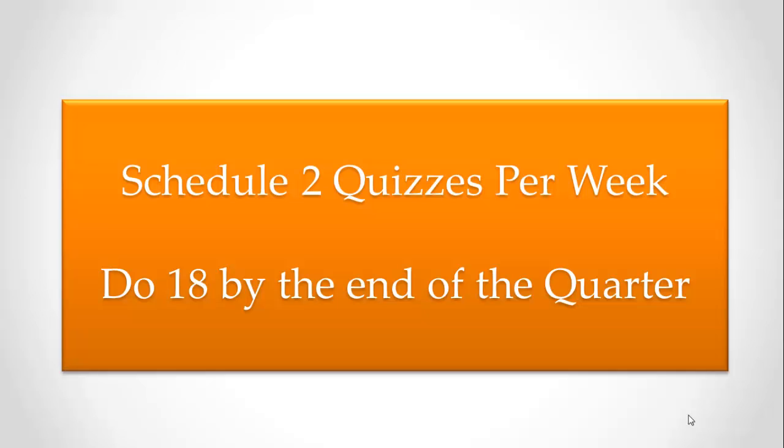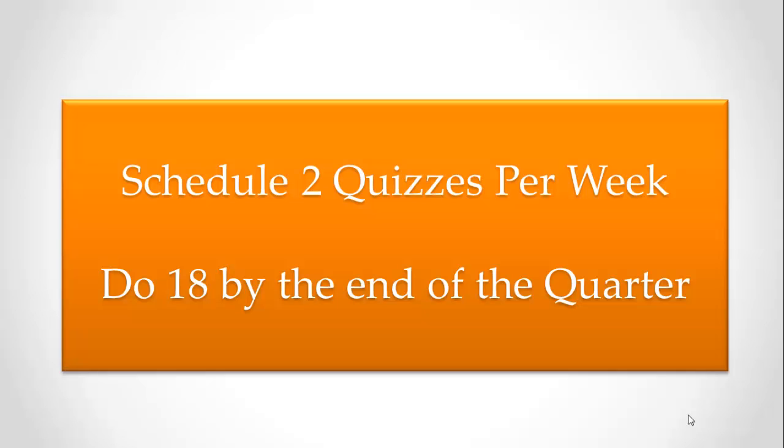Okay, so there are more modules in the gClass system than there's time for you to do them. In order to keep up with the class, do 2 quizzes per week. That will give you 18 quizzes by the end of the quarter. If you've done 18 quizzes by the end of the quarter, you're right up there with the class. However, there are more than 18 quizzes to be done. There are more than 18 modules in the system.